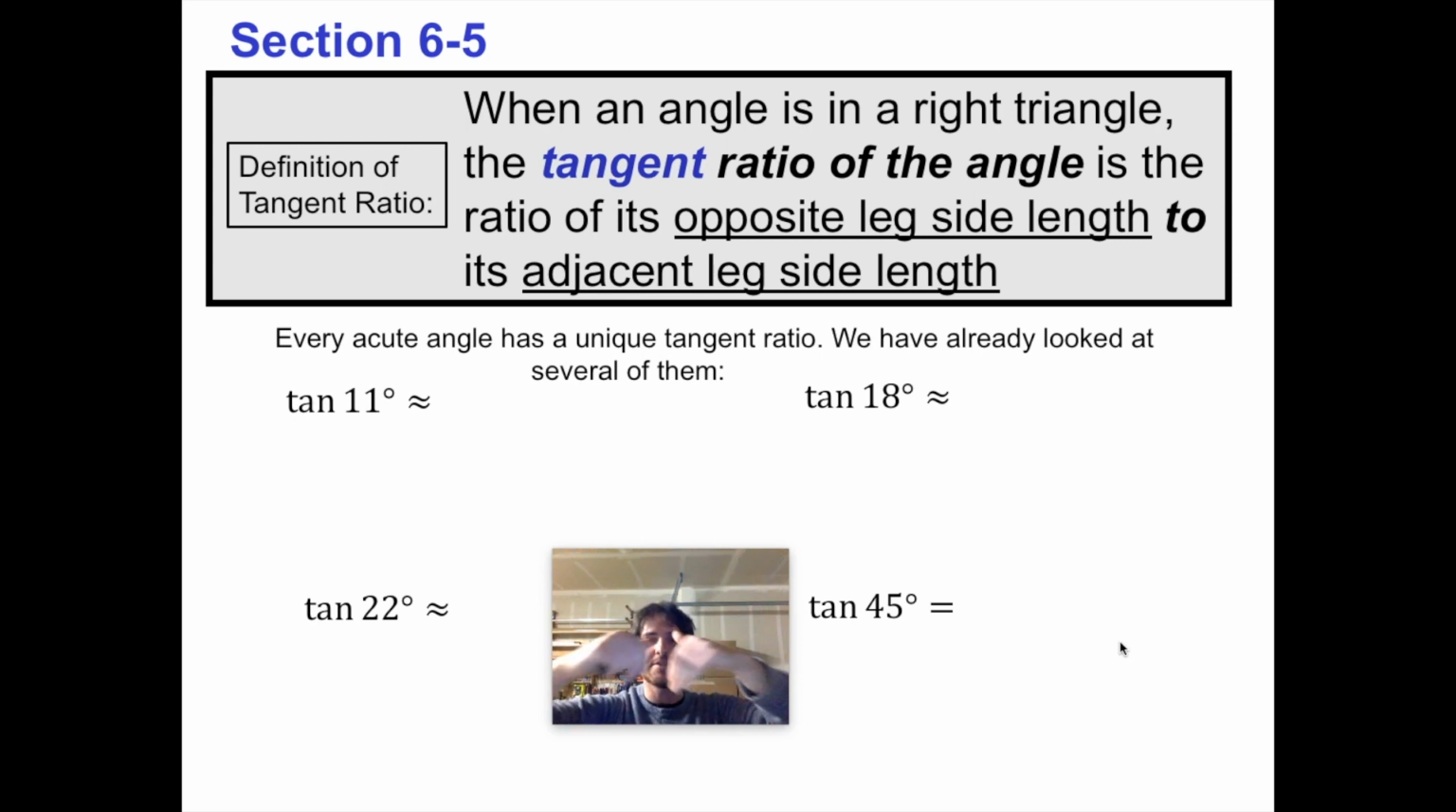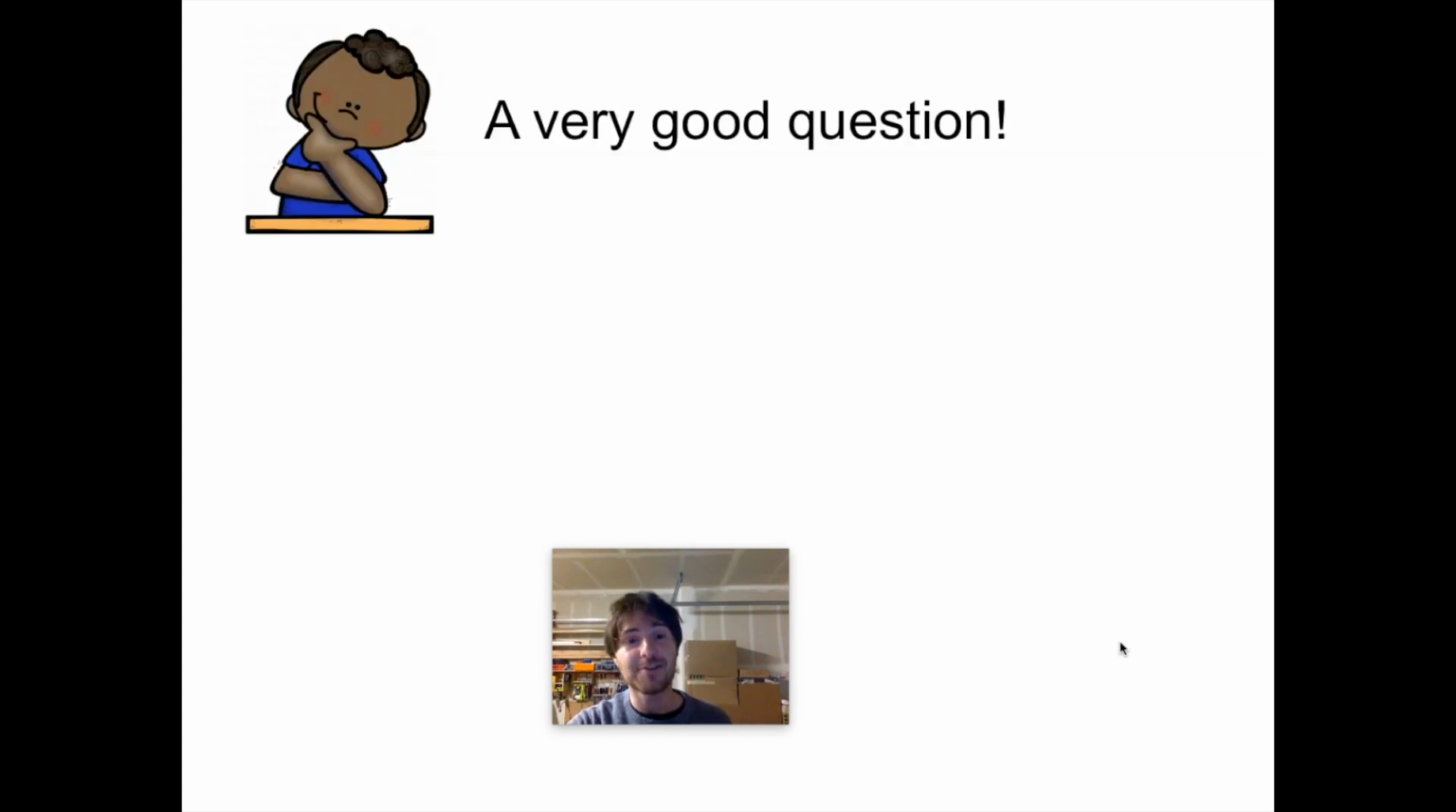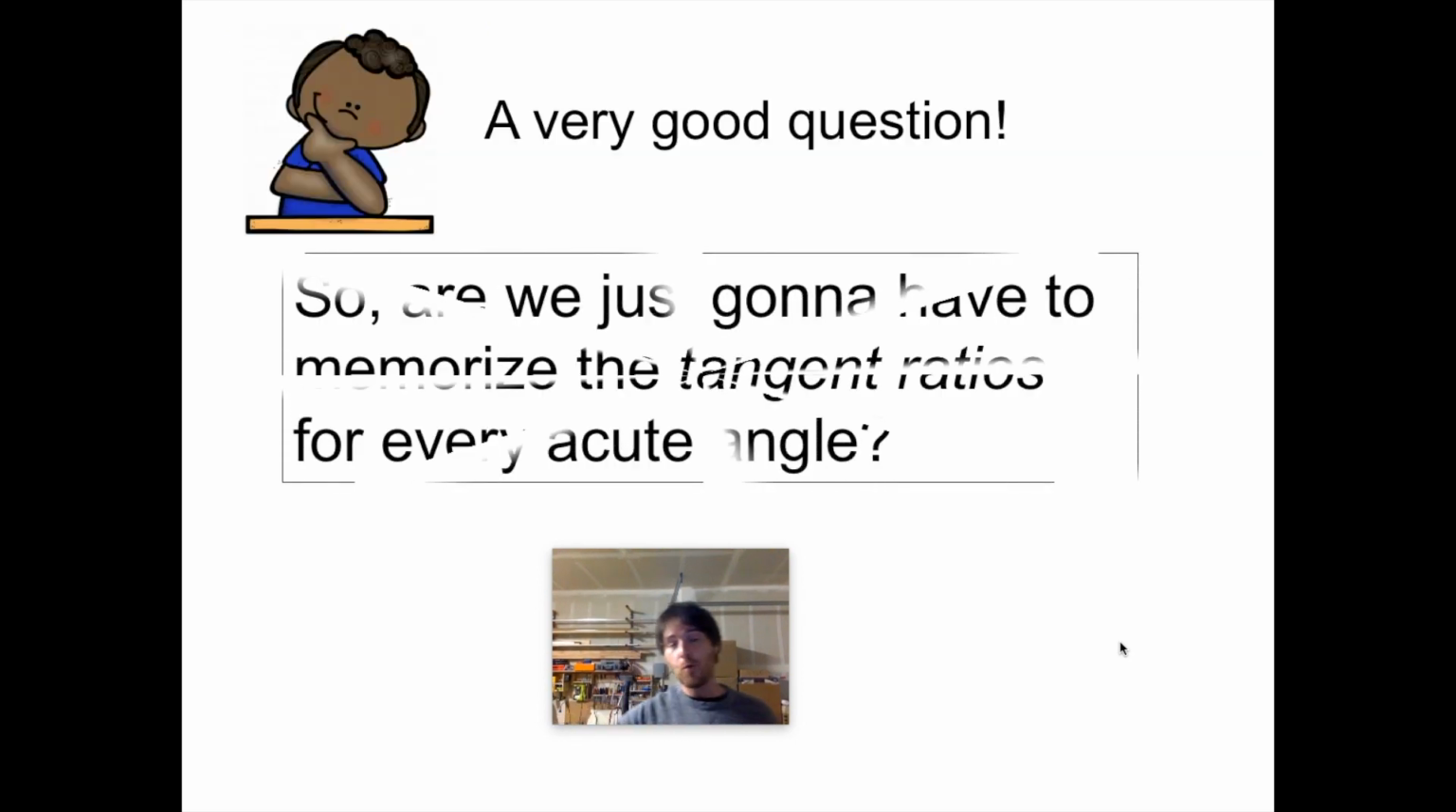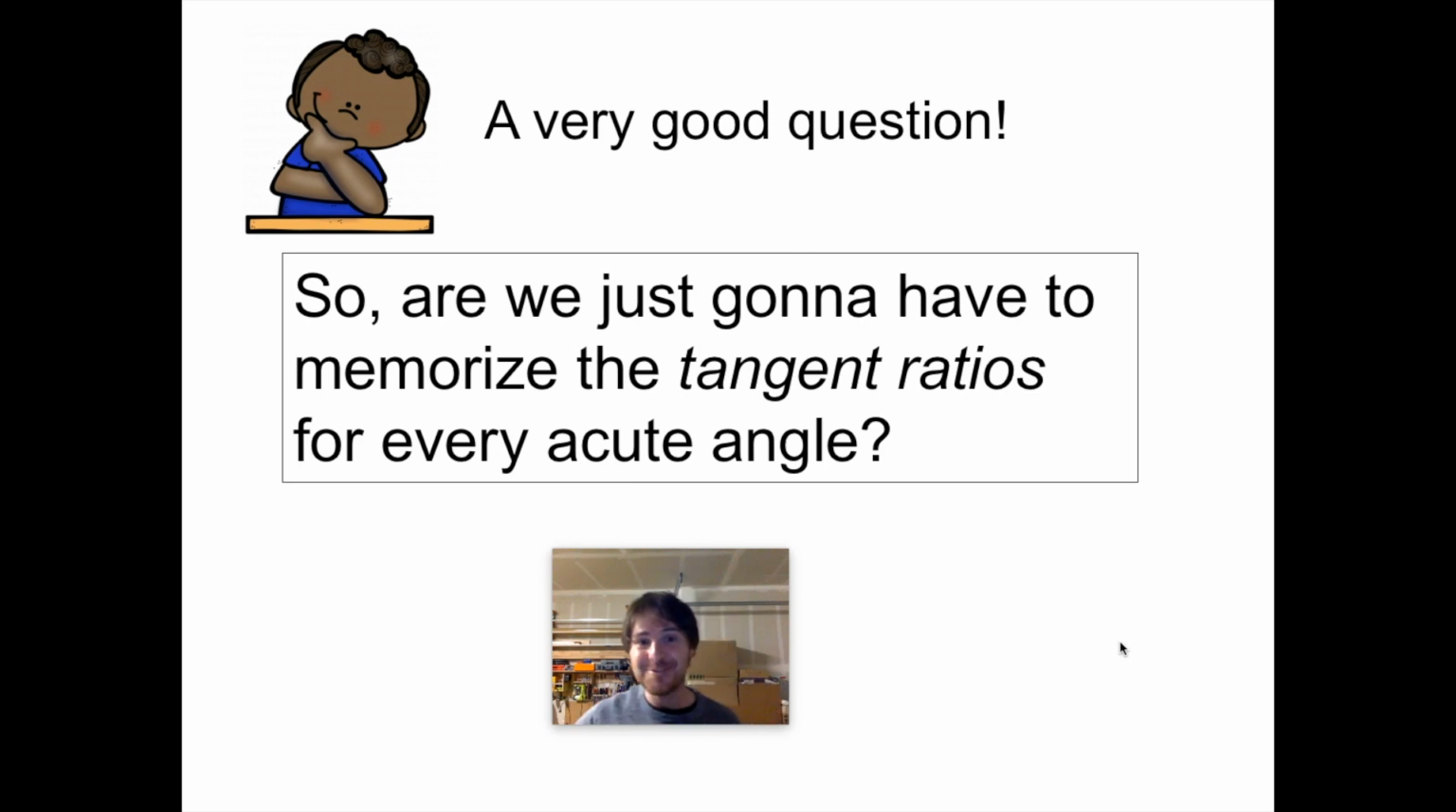Tangent of 18 degrees, about 1/3, so about 0.33 or so. Tangent of 22 degrees is about 0.4. Tangent of 45 degrees is exactly 1, okay? So question: do you have to memorize all of those? And why might you have to? Are we just going to have to memorize the tangent ratios for every acute angle? Is that what Mr. Fortin, this crazy geometry teacher you have this year, is going to expect from you, do you think?